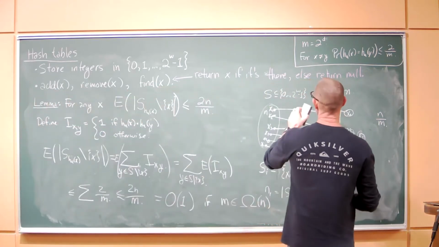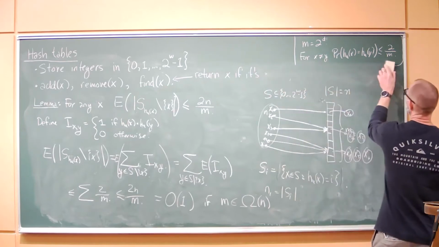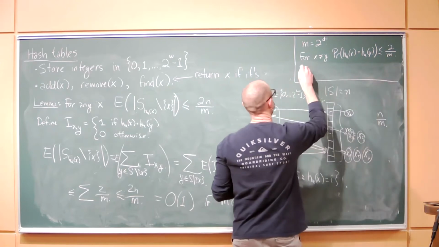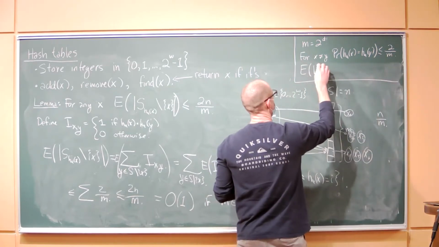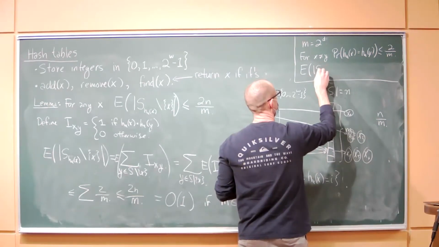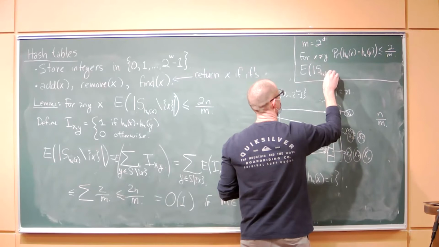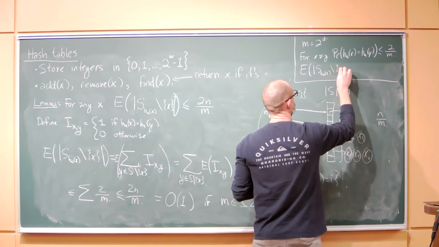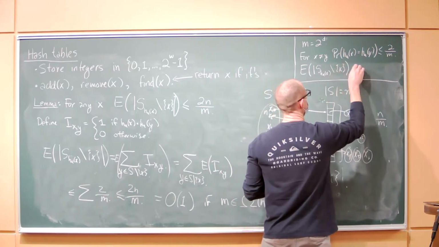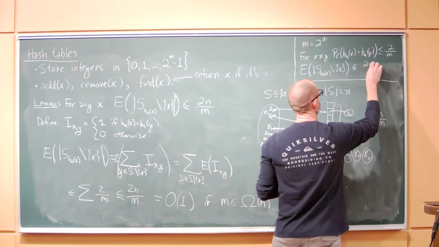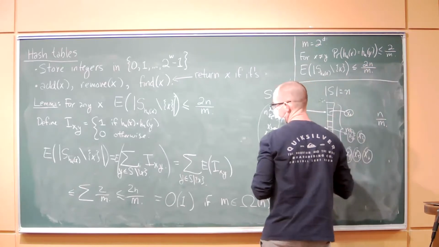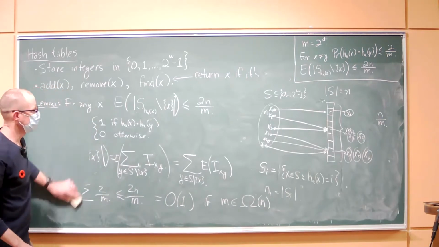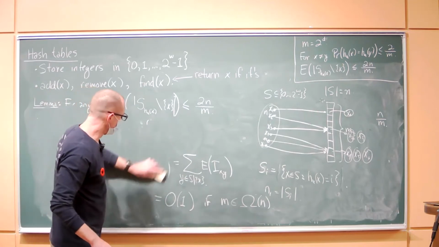So let's write that down. It's important. The expected size of the set HA of x minus x is less than or equal to 2n over m. All right, so then we're laughing.